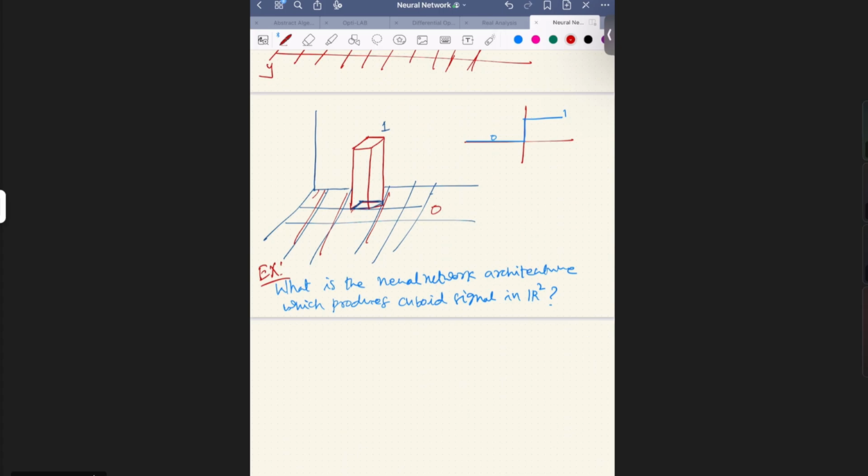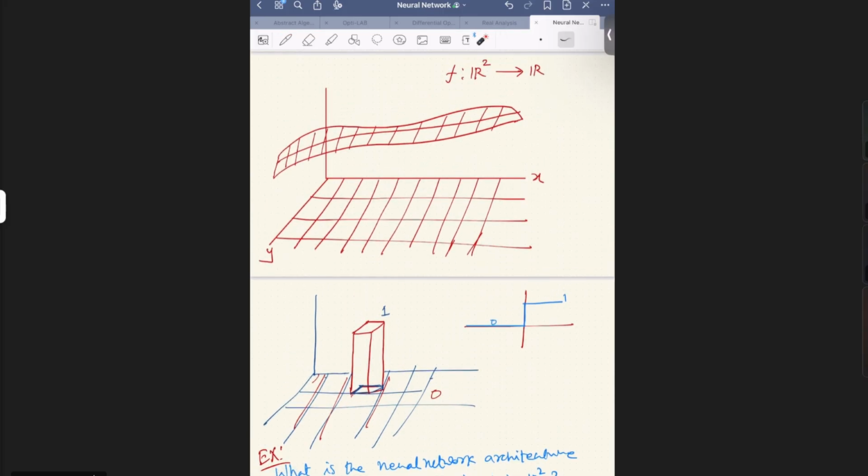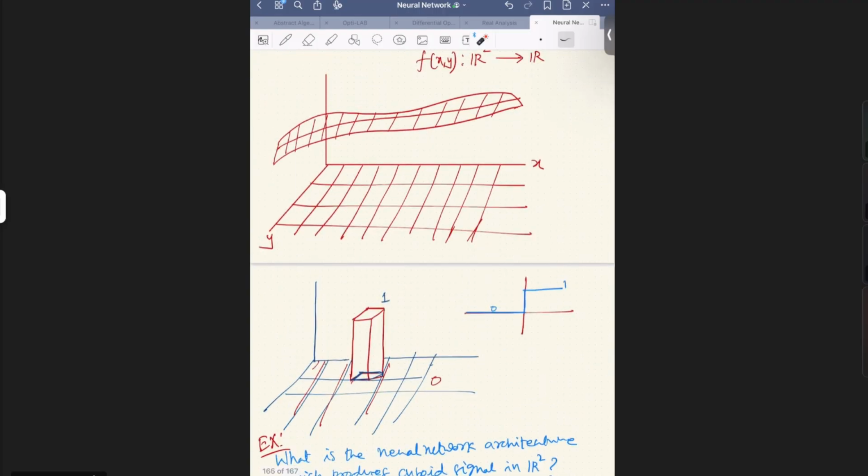So that once you know that you are able to construct a single cuboid, then if you take any function f of x comma y, a two-parameter, two-dimensional function, you can keep multiple cuboids under this domain, so that you are closely approximating f of x comma y. So now I think you are closely understanding what is geometrically happening under the neural network.